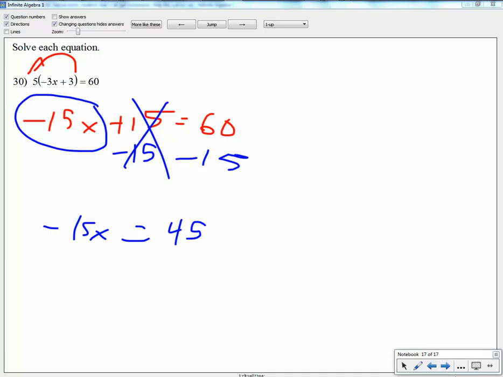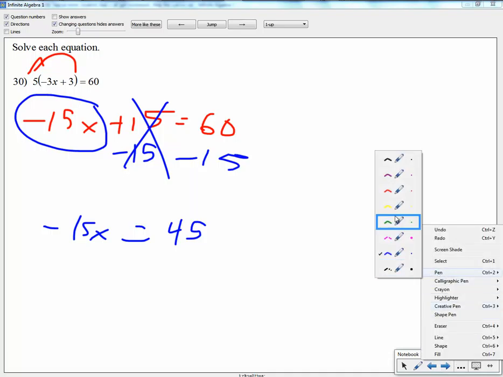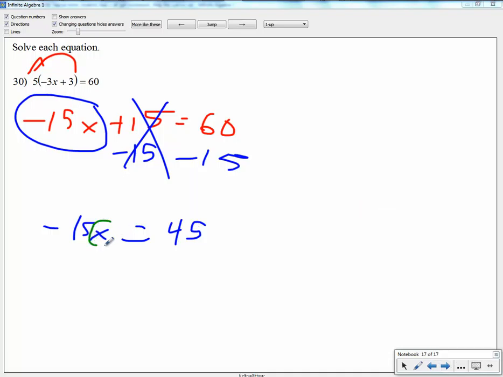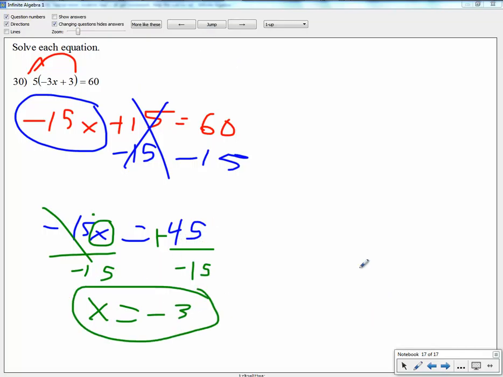negative 45. Then what we do is, as always, circle the variable, take care of the hater. The hater is multiplying by negative 15, so we divide by negative 15. These cancel out. We're left with x equals, a positive divided by a negative is a negative, 45 divided by 15 is 3. So that's my answer.